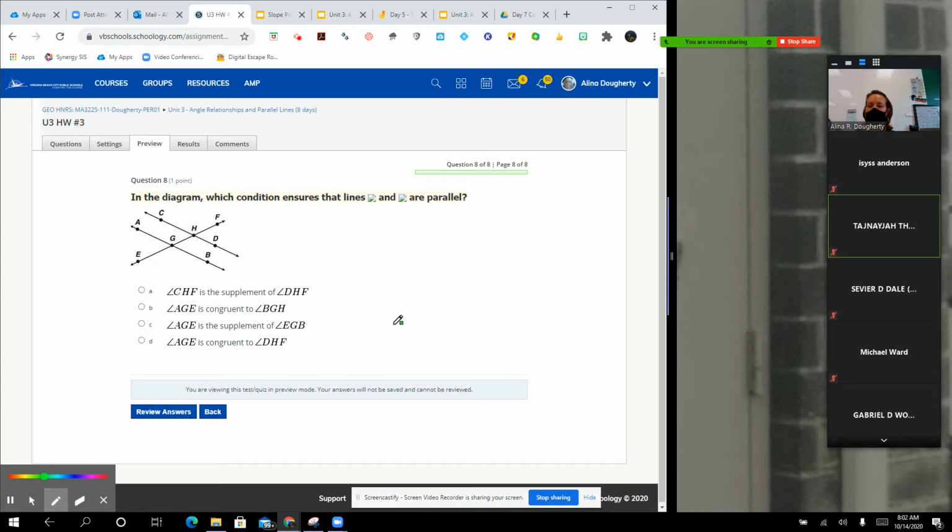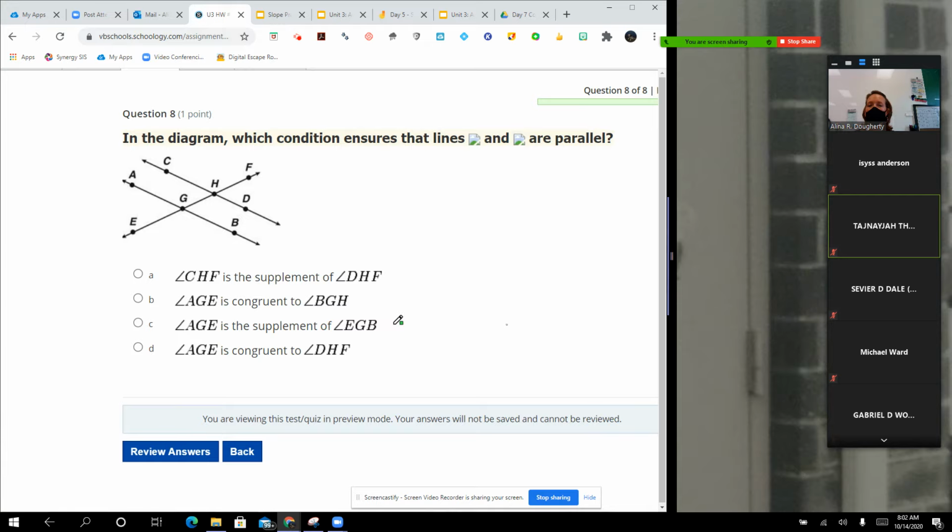All right, last one. In the diagram, which condition ensures that lines, that should maybe say A and B and C and D are parallel, okay? So CHF is this angle, and DHF is this angle. Are those in two different intersections? Or are they in the same intersection? These are a linear pair. They're in the same intersection, so they cannot prove anything parallel, okay?